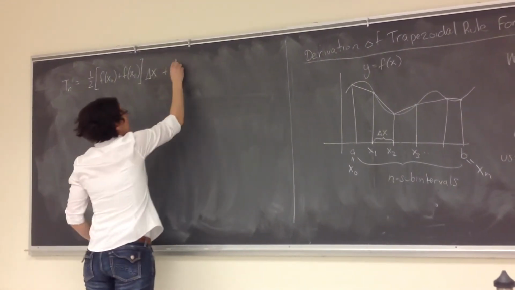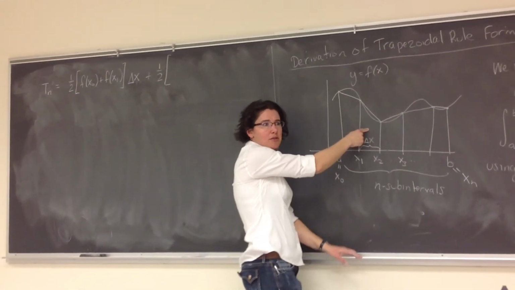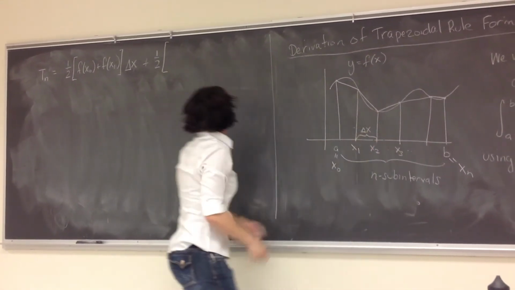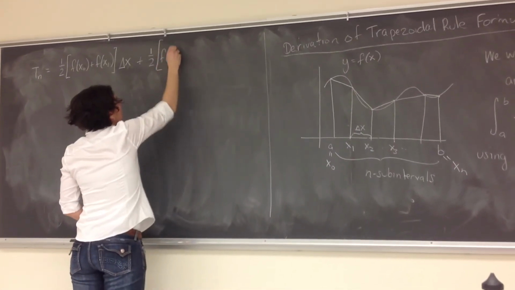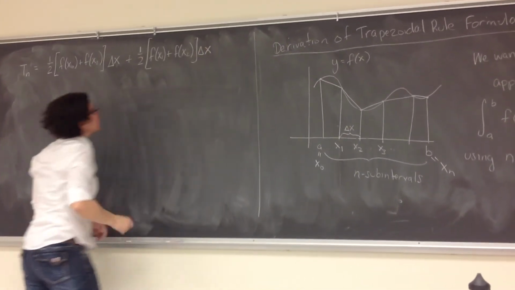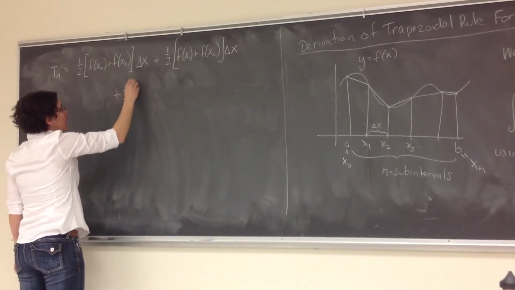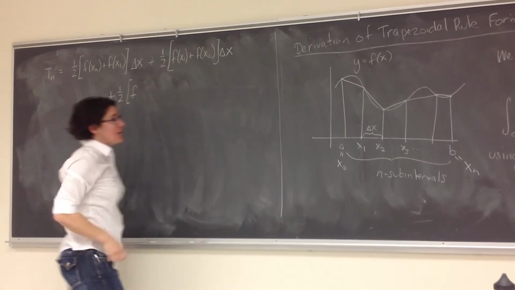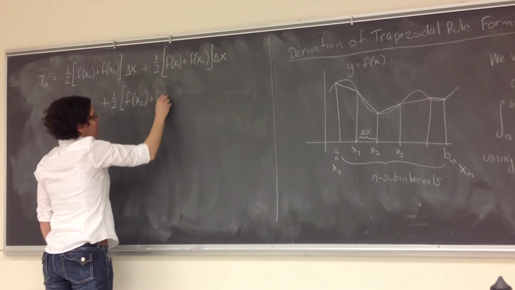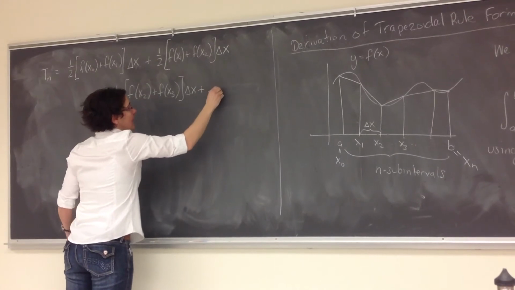Okay, so then we've got our second trapezoid, which is 1/2 times, okay, so now we're working on the second trapezoid. The left-hand side height is f of x1, the right-hand side is f of x2. So 1/2 times f of x1 plus f of x2 times delta x. Plus, we'll go on to our next one. We have 1/2 times, okay, the next trapezoid over, we have f of x2 plus f of x3 times delta x plus dot, dot, dot.